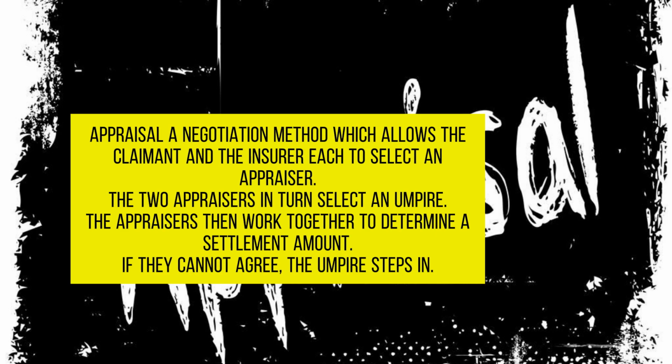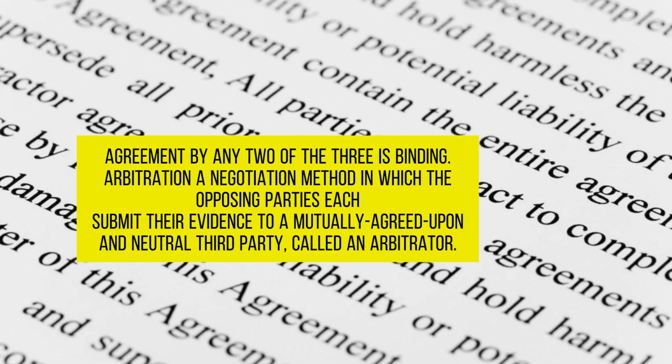Appraisal: a negotiation method which allows the claimant and the insurer each to select an appraiser. The two appraisers in turn select an umpire. The appraisers then work together to determine a settlement amount. If they cannot agree, the umpire steps in. Agreement by any two of the three is binding.